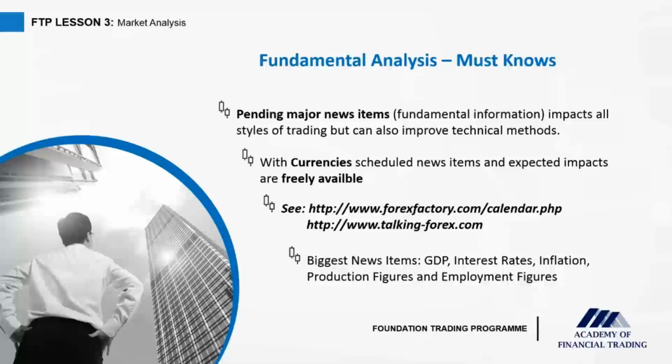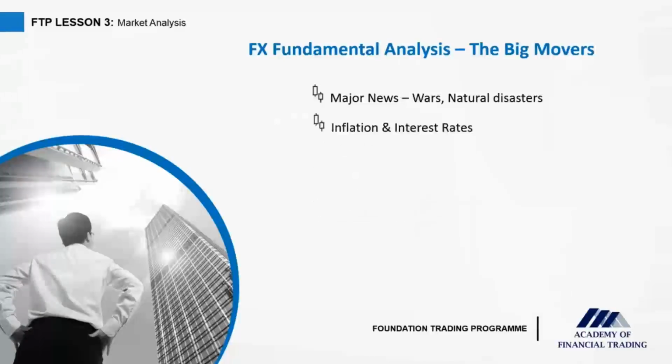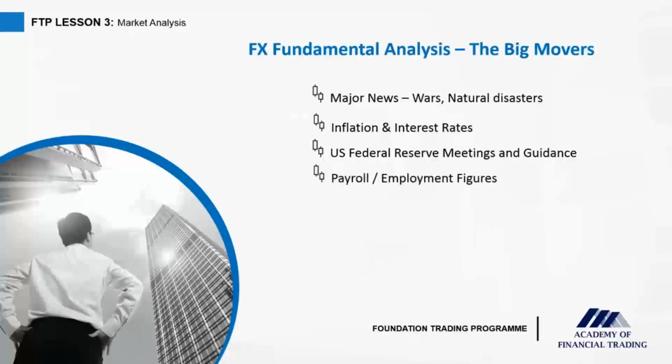However, this is not all. There are many, many more. We've also got other major news announcements like wars and natural disasters. We've also got inflation and interest rates. Now, these include the precursor like your CPI and your PPIs, which are essentially your consumer price index and your producer price index. But we've also got US Federal Reserve meetings and guidance, and they have big impacts.